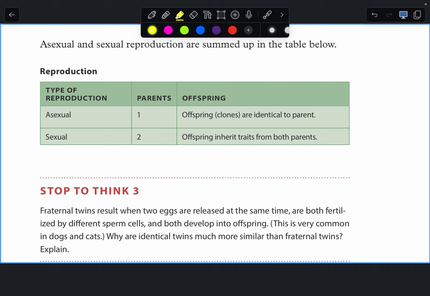Stop to think 3. Fraternal twins result when two eggs are released at the same time, are both fertilized by different sperm cells, and both develop into offspring. This is very common in dogs and cats. That's why they have so many babies at one time. Why are identical twins much more similar than fraternal twins? You can pause the video if you want to take a moment to think about this.